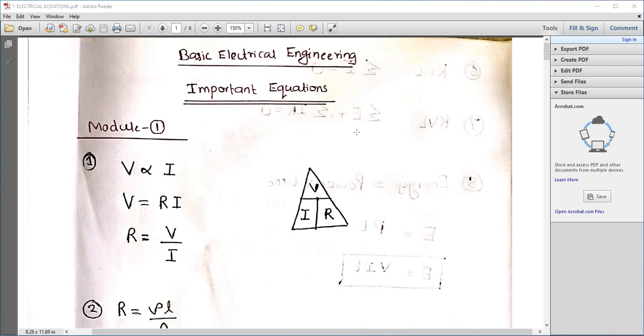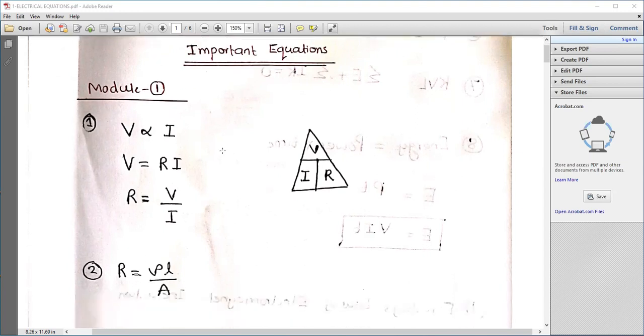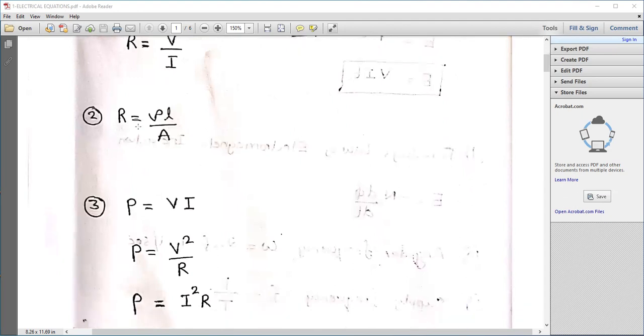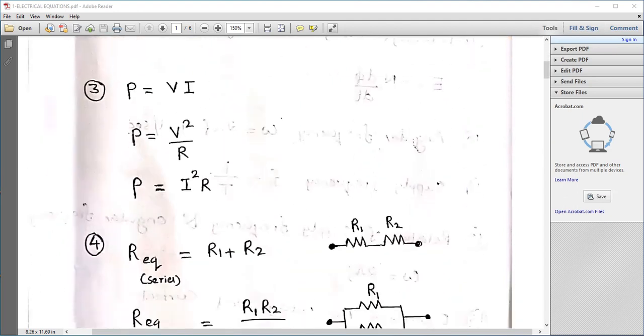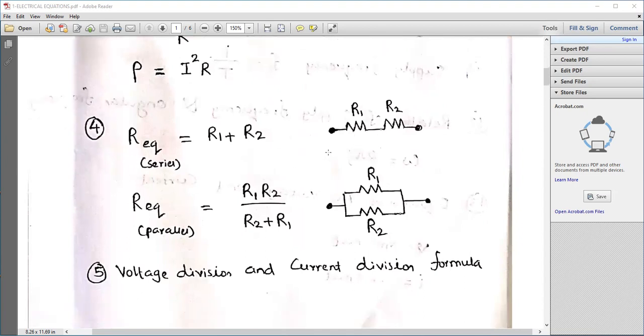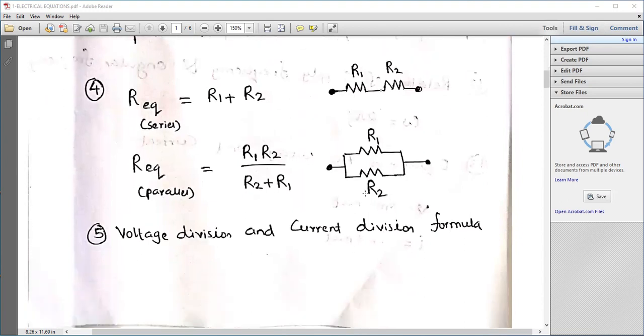In this session, I am going to discuss the most important equations concerning the electrical engineering examination, especially for VTU 21 scheme, Basic Electrical Engineering. You can go through from module 1, you can see the basic equation of Ohm's law. You can remember the Ohm's triangle, the equations of resistivity, and how to compute the power. Then how to calculate if two resistors are connected in series and if two resistors are connected in parallel.